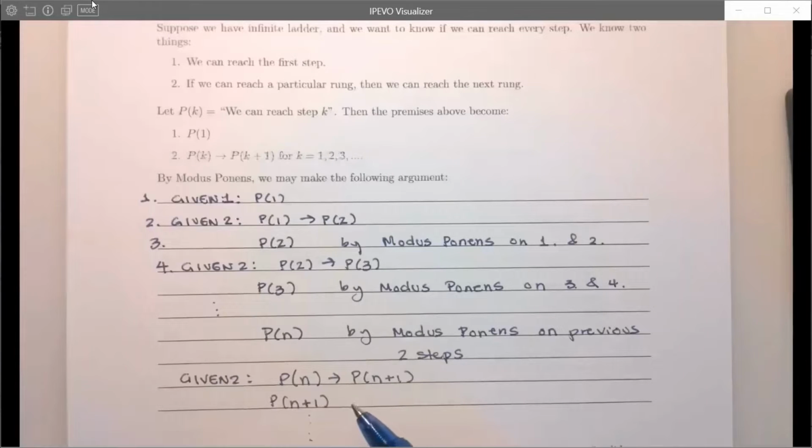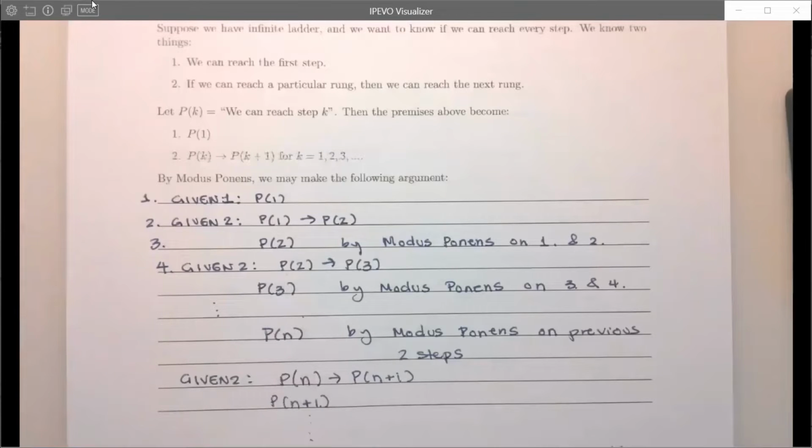Now, if it were a finite ladder, let's say that it's just 20 steps, then we could eventually reach 20. If n is representing 19, then we would have as a given P of 19 implies P of 20, and then putting these two steps together, we would reach P of 20. And so that's essentially the idea behind a proof by mathematical induction, except that we don't write all of these steps over and over again.